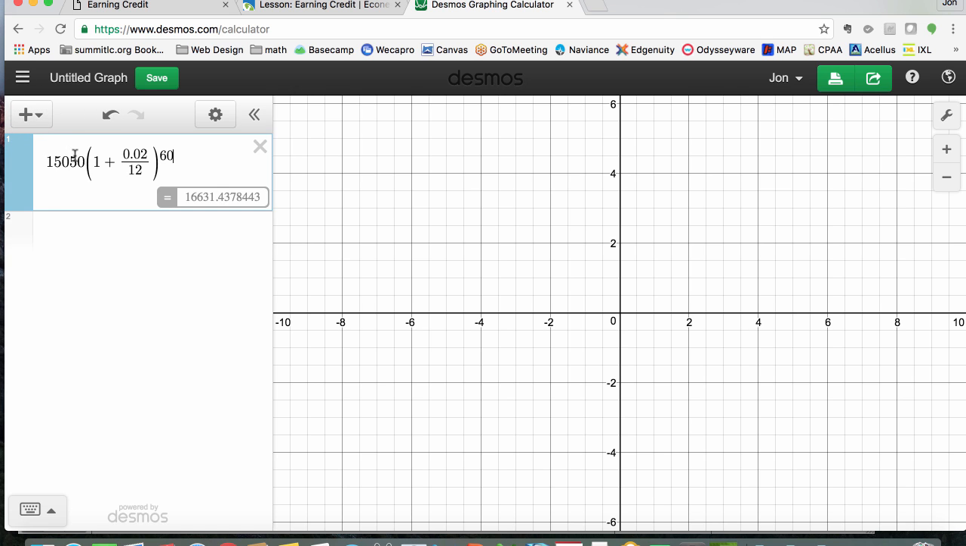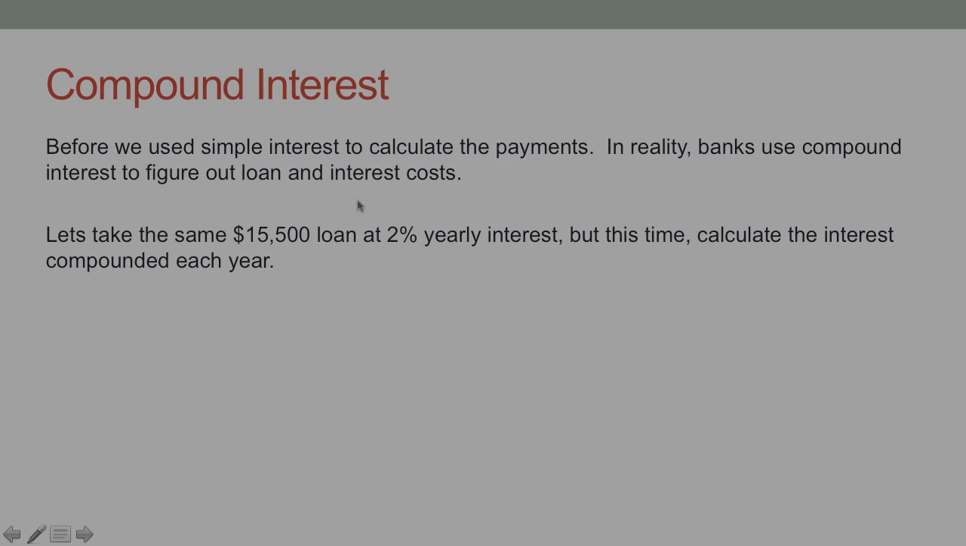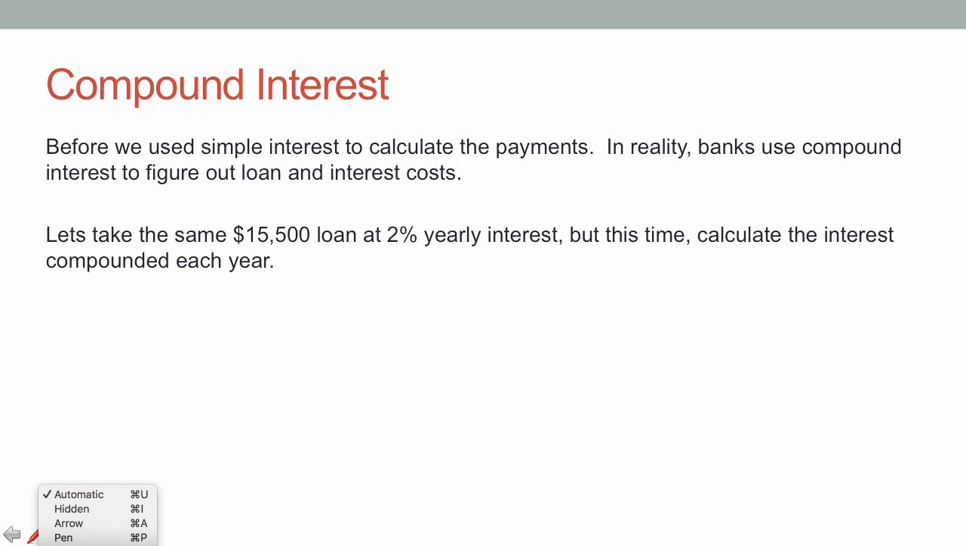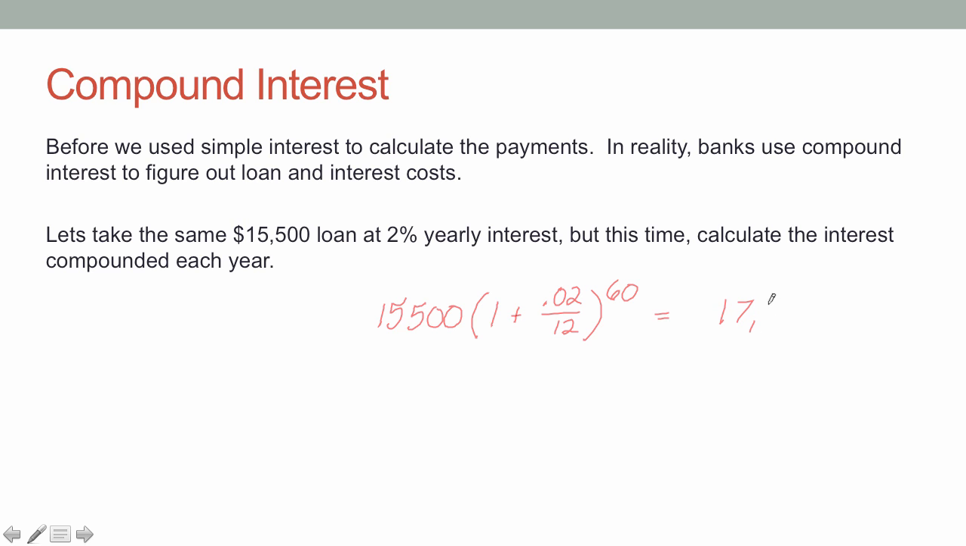Whoops, I just realized I put the money in wrong. This is not 15,050, it's 15,500. There we go. So we should be $17,128.72. So we did that. We just calculated it all out. $15,500, our principal, at the 2% rate divided by 12 per month for 60 months. And we got $17,128.